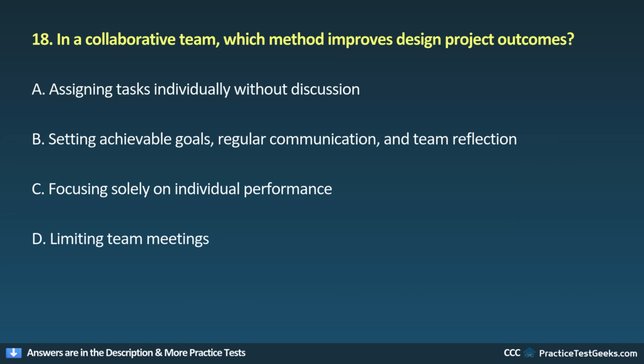18. In a collaborative team, which method improves design project outcomes? A. Assigning tasks individually without discussion. B. Setting achievable goals, regular communication, and team reflection. C. Focusing solely on individual performance. D. Limiting team meetings.